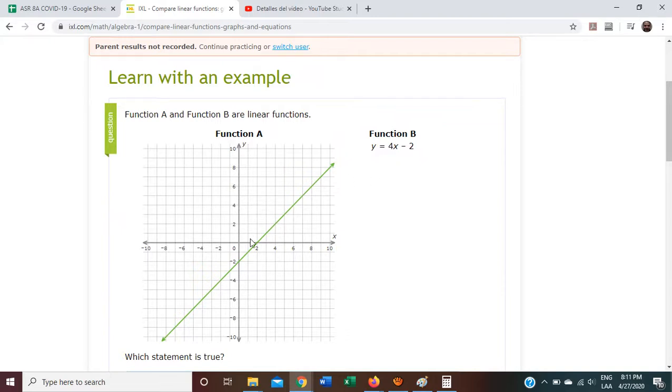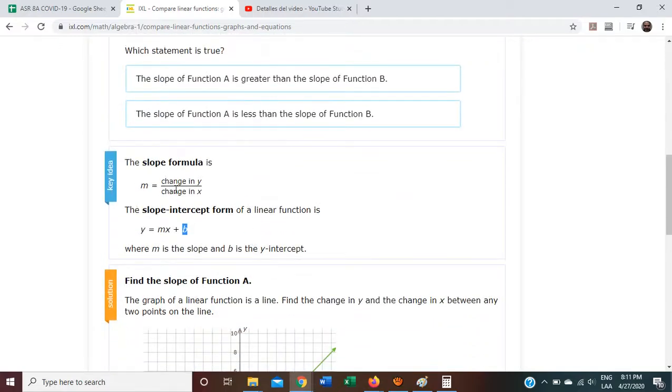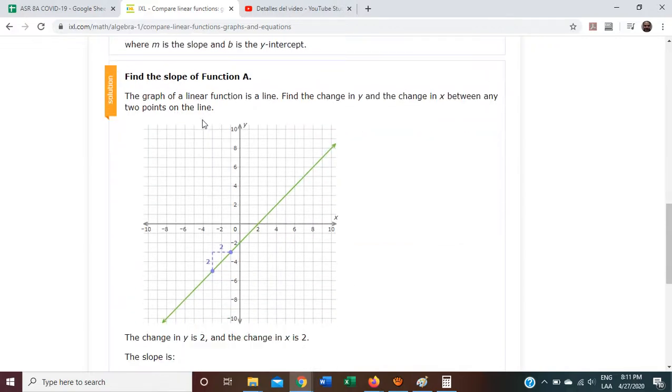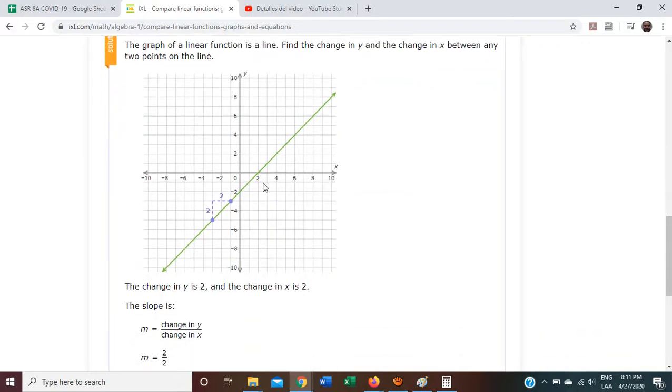But when you're given a graph, you have to do operations, okay? And you are going to need this formula. M, which is the slope, equals change in y divided by change in x. Okay, so we analyze this graph, and we're going to use 2 points, any 2 points that you want to use. In this case, they are using this point and this point, but you can use this and this, or this and this, or whatever points you want to use.